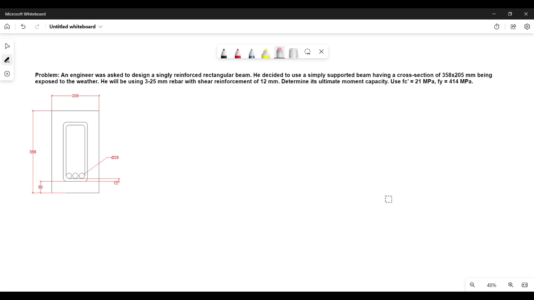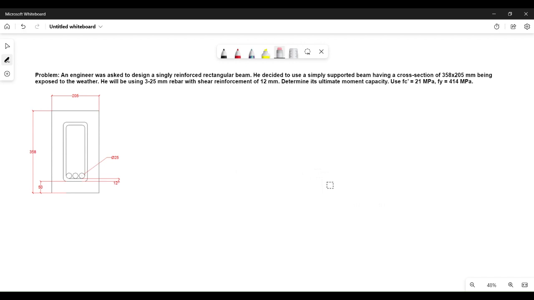So hello everyone. We have a problem here stating that an engineer was asked to design a singly reinforced rectangular beam. He decided to use a simply supported beam having a cross-section of 358 by 205 millimeters, exposed to the weather. He will be using 3 to 25 millimeter rebar with shear reinforcement of 12 millimeter. Determine its ultimate moment capacity. Use Fc prime equals 21 megapascal and Fy equals 414 megapascal.